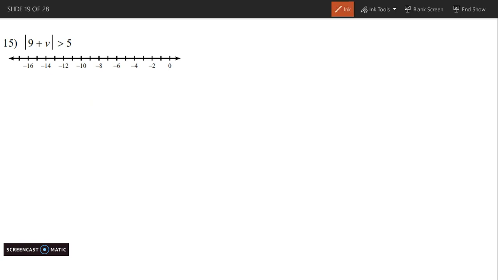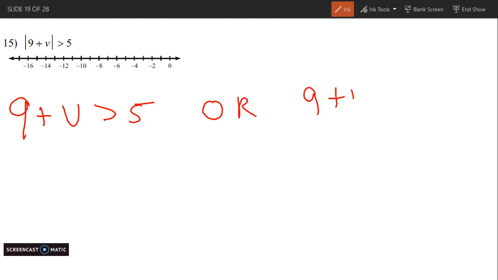This one here, absolute value still by itself. We're just going to have some stuff that we need to solve once we've set up our two inequalities. So you've got 9 plus v greater than 5. It's a greater than, so we're going to go with "or." 9 plus v less than negative 5. Everything that's on the left of the inequality sign is just going to stay the way it is. The only things that are going to switch is that your inequality changes direction, and then whatever's on the right side needs to become negative.